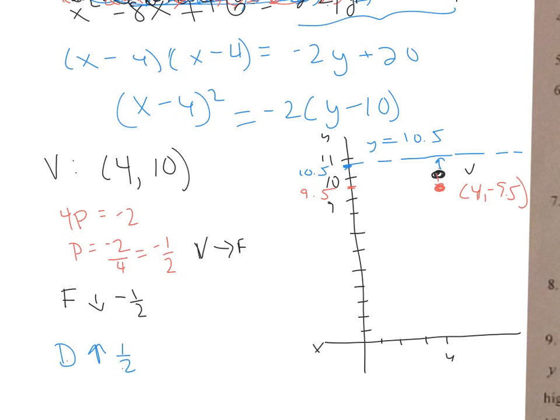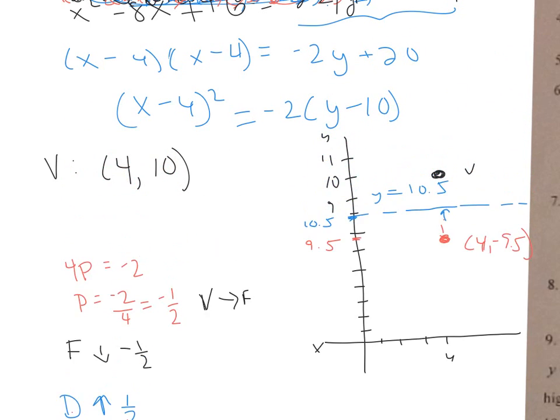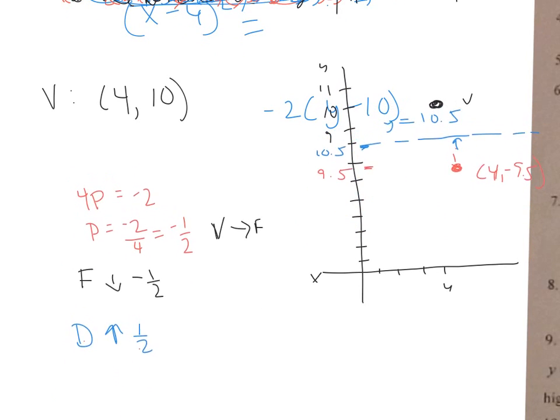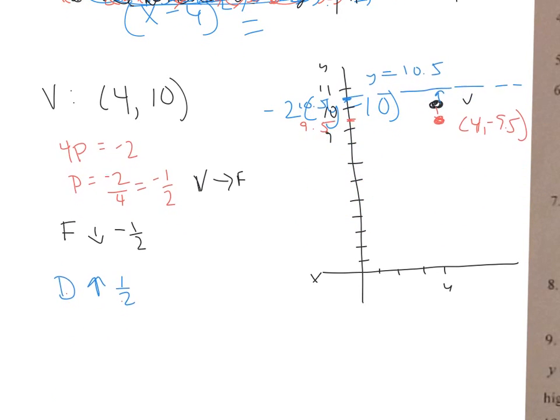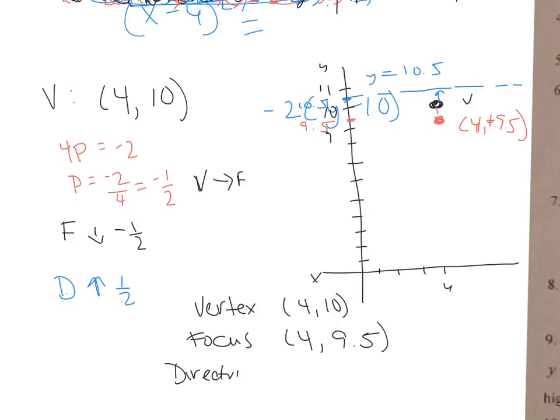My vertex is (4, 10). Focus is (4, positive 9.5). I think I have negative over here. That should be positive. I'm not sure why I wrote negative. So this is positive 9.5. And my directrix is y is equal to 10.5.